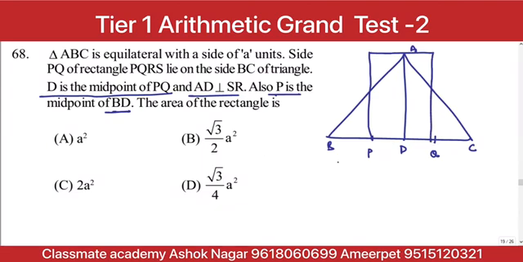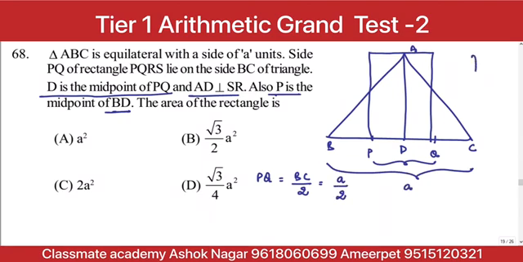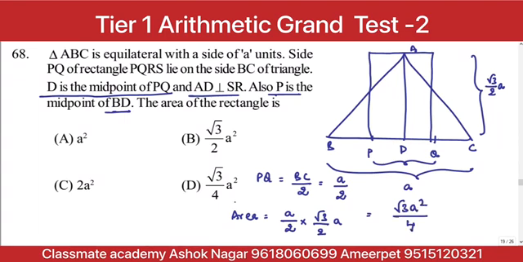Okay. If these two are midpoints, PQ is half of BC, and let BC be what? Side A you assume, then PQ becomes what? A by 2. Height of an equilateral triangle and height of a rectangle, both of them are same. What is the height? Root 3 by 2 into A. Therefore, rectangle area is A by 2, length into breadth, root 3 by 2 into A. That becomes root 3 A square by 4, or else root 3 by 4 A square.